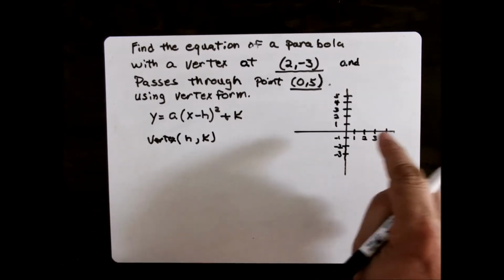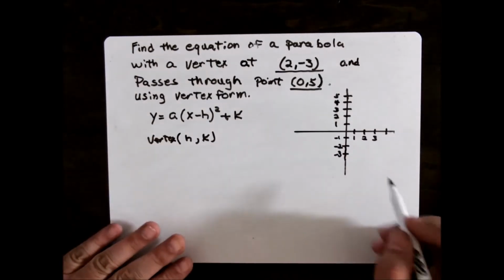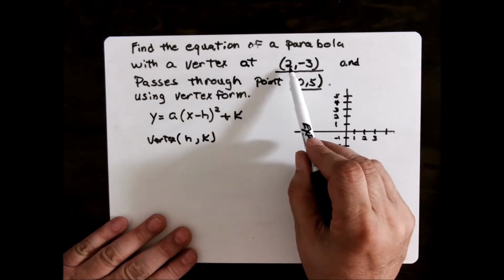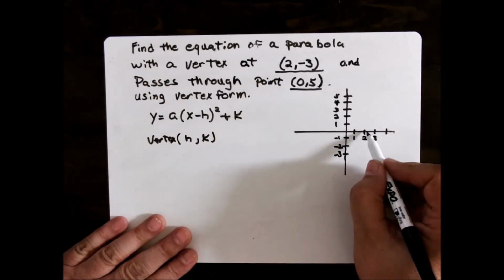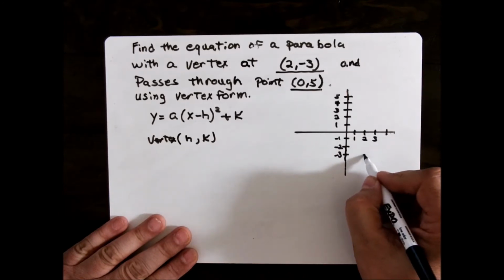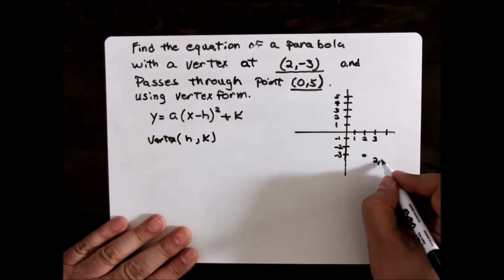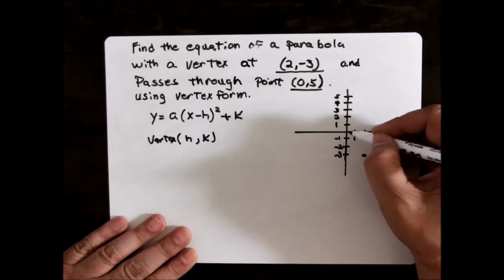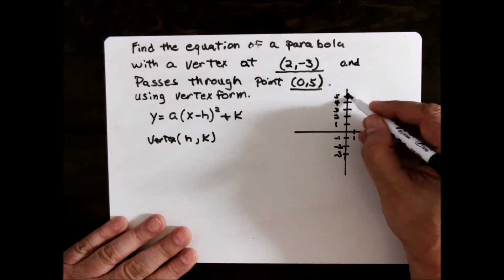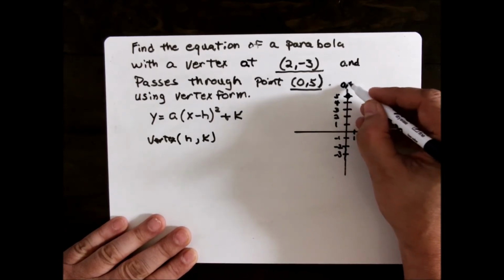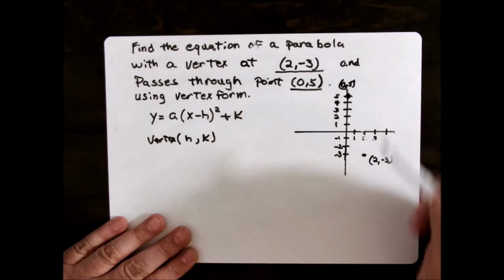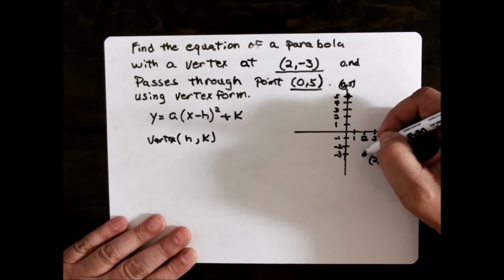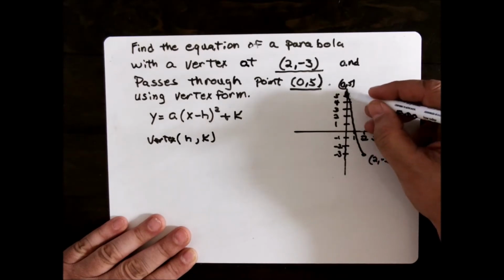Okay, so let's look at our example here. I'm going to graph it. We know that my vertex is at (2, -3). So I come over to 2 and I come down -3, and my vertex is right there at (2, -3). And I know it opens up because it has to pass through the point (0, 5). So it has to pass through that point right there, (0, 5). So I know it opens up, and it's going to be something like this.